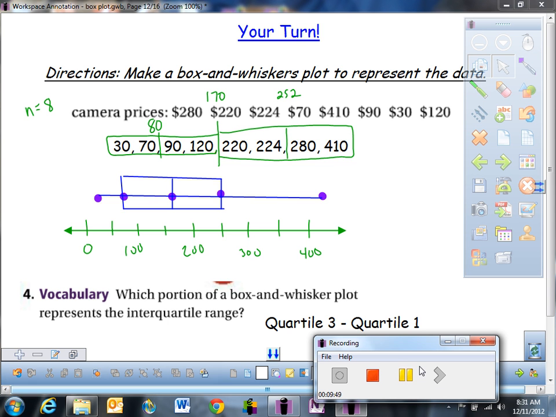The second question asks which portion of a box and whisker plot represents the interquartile range. So that would be quartile 3 minus quartile 1.